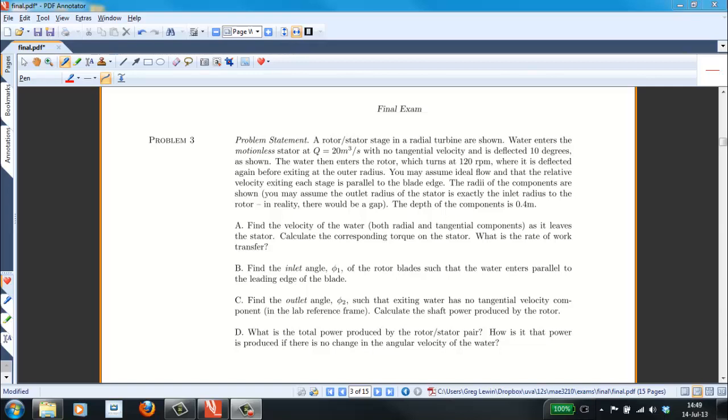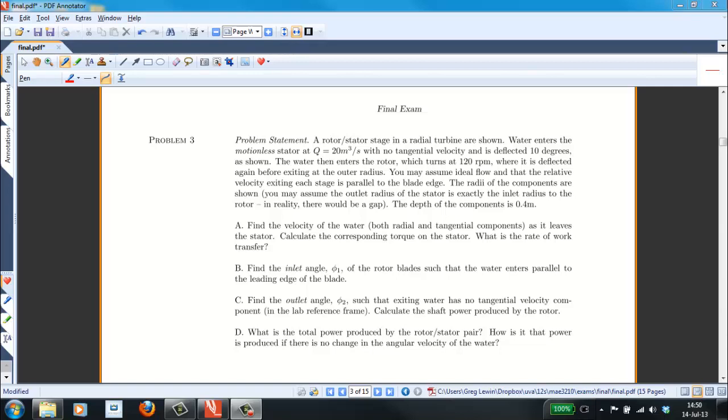What we're going to do is the following. Part A, we're going to find the velocity of the water as it leaves the stator. We're going to calculate the torque on the stator. And we're going to calculate the power being transferred at the stator. And then we're going to design the rotor by finding both the inlet and the outlet angles in parts B and C to specified parameters here.